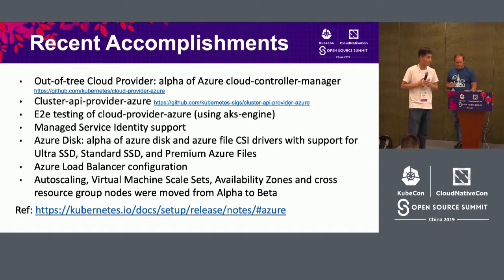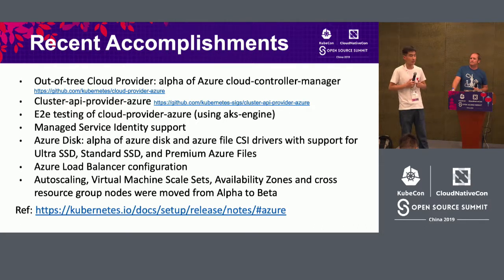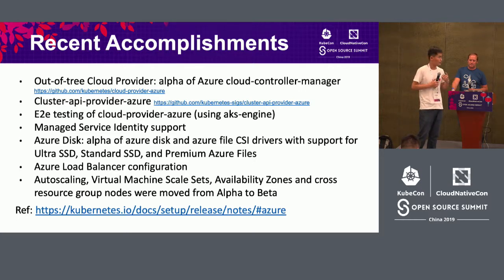So the next one is about end-to-end testing. We have already established the end-to-end testing for cloud provider Azure, and we have published that result to the Kubernetes test grid, so everyone can check the status of our work. The testing is based on AKS engine. We use AKS engine to set up the testing environment, build the latest releases, maybe from master branches, and validate various test cases such as Kubernetes conformance test, slow test, and so on.